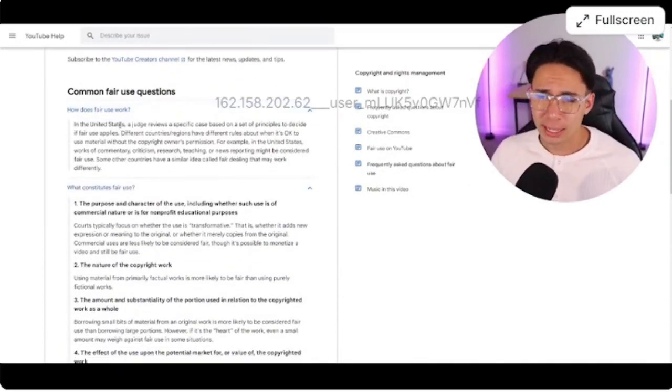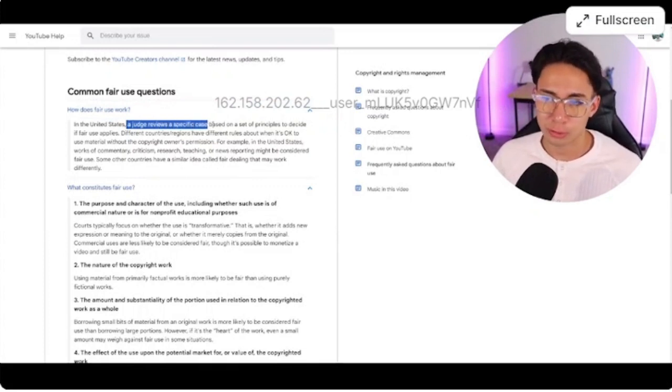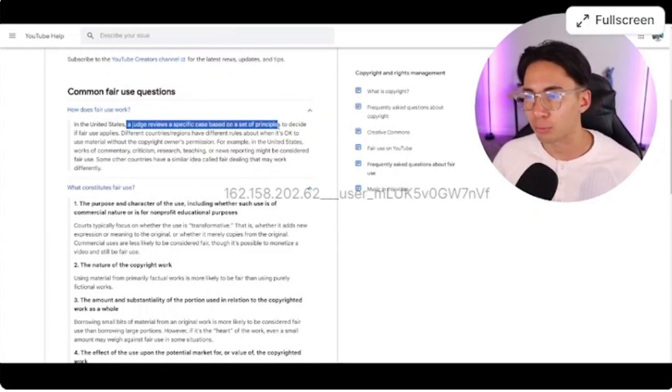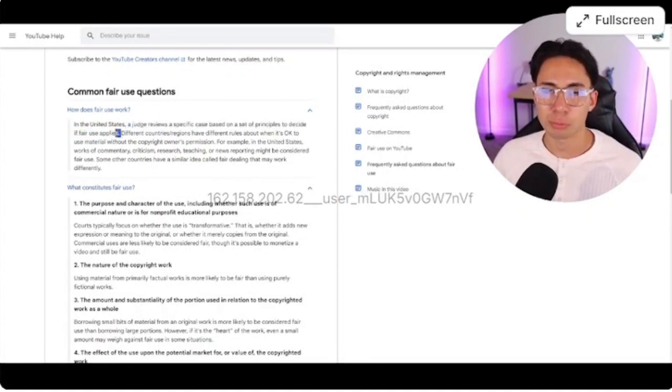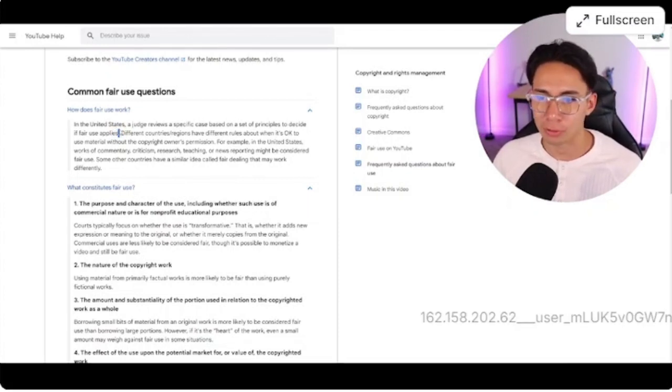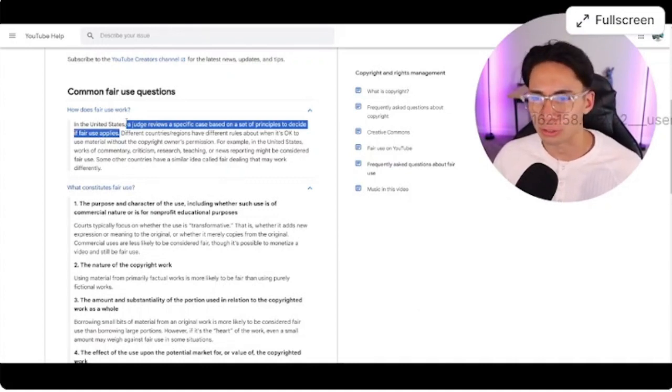So in the United States, a judge will review a specific case based on a set of principles to decide if fair use applies. So this is if, for example, you post movie clips in every single video, and then eventually Marvel comes to you and they're like, yo, dude, you're profiting off of our videos. We're going to court. You made all this money. We want that money. That's our money. They're going to sue you.